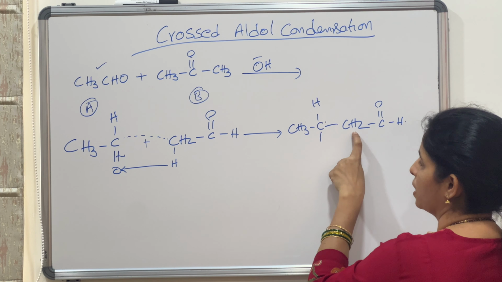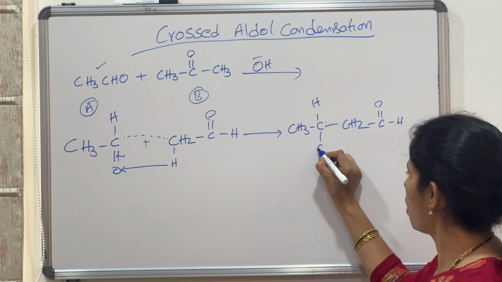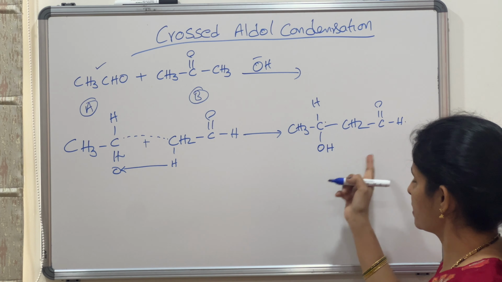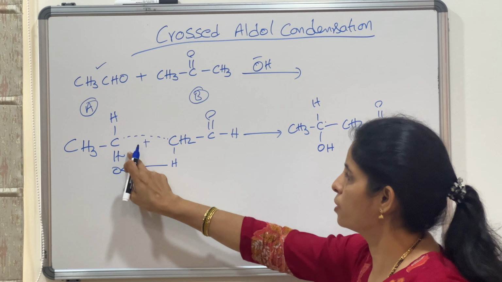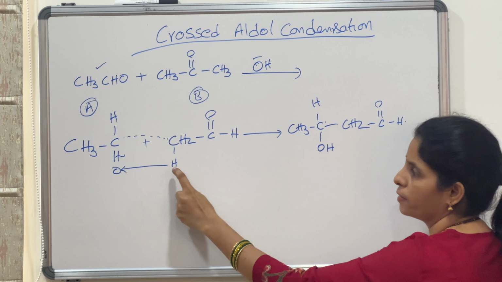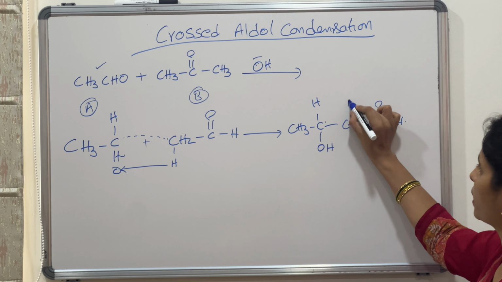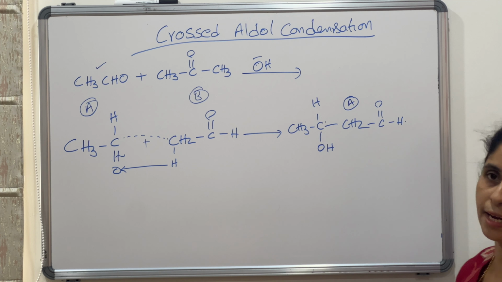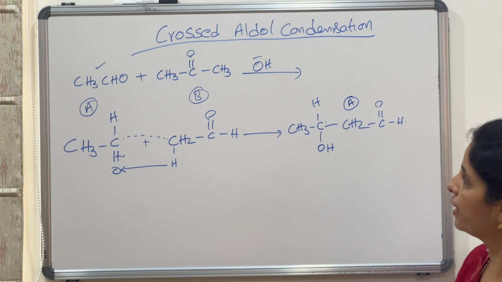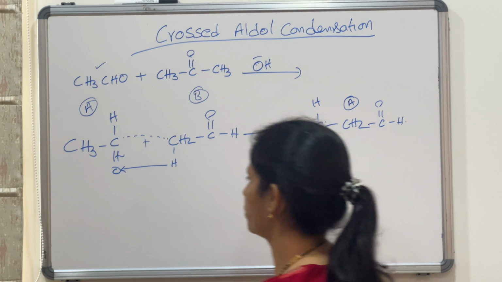First, the carbon-carbon bond, and here oxygen. Second step, breakage of this pi bond, and the third step, transfer of hydrogen from this side to this side. So here you got the first product. It is a beta hydroxy aldehyde. And if acetone undergoes self condensation, similarly you will get that product now.